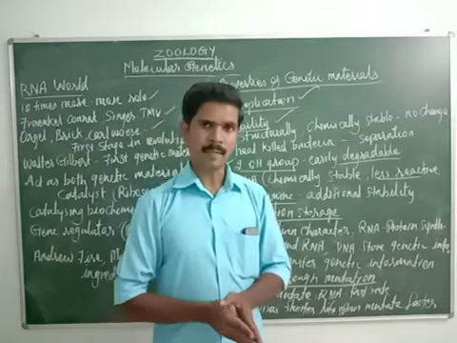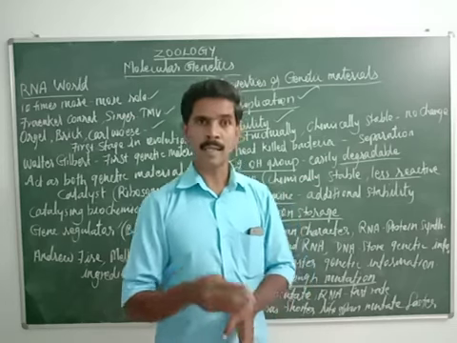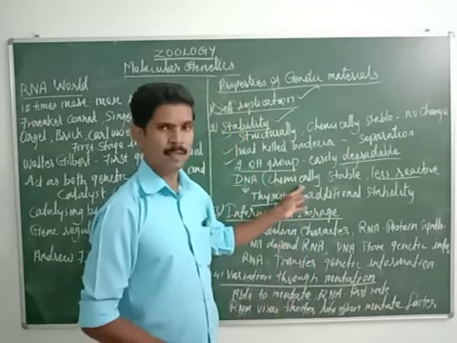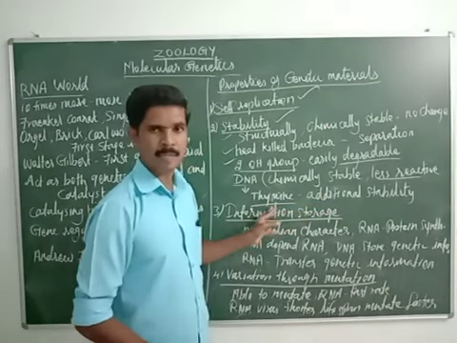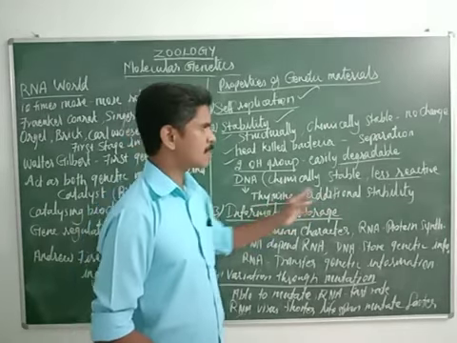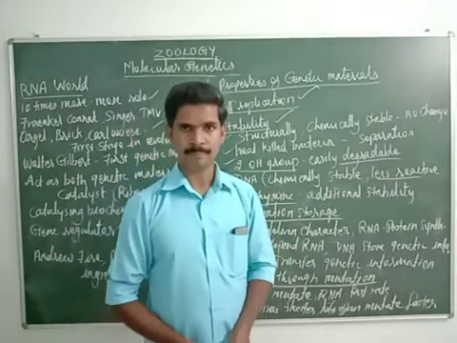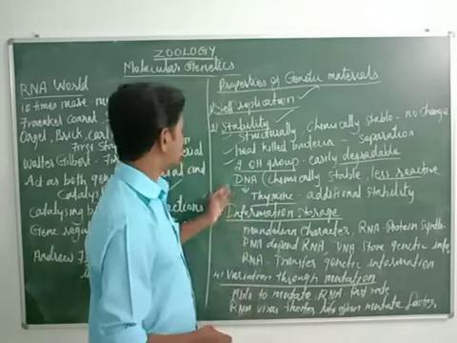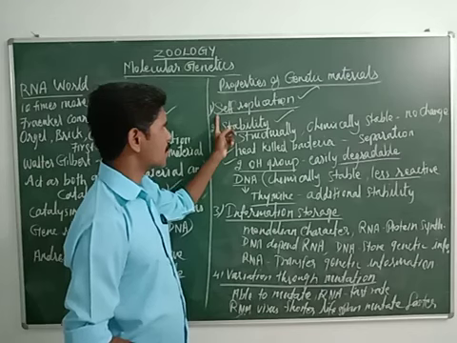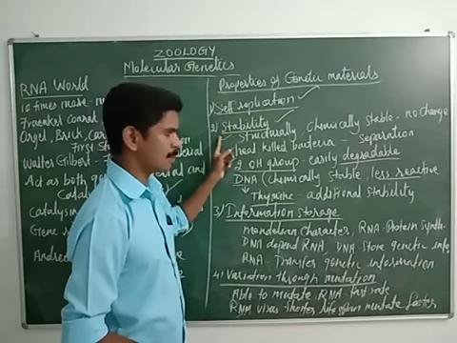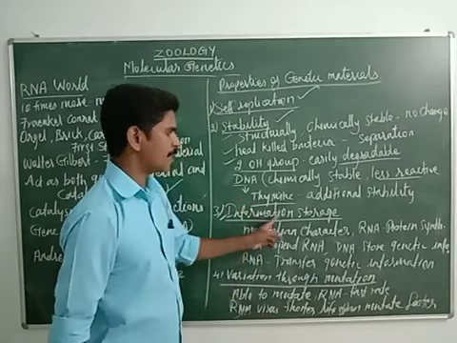So when we compare the DNA molecule with the RNA molecule, the DNA molecule has more stability. The reason is the presence of thymine. But it is less reactive. The DNA molecules are very less reactive. So dear students, now we completed two important properties of the genetic material. The first one is self-replication, the second one is stability. The third property is information storage.